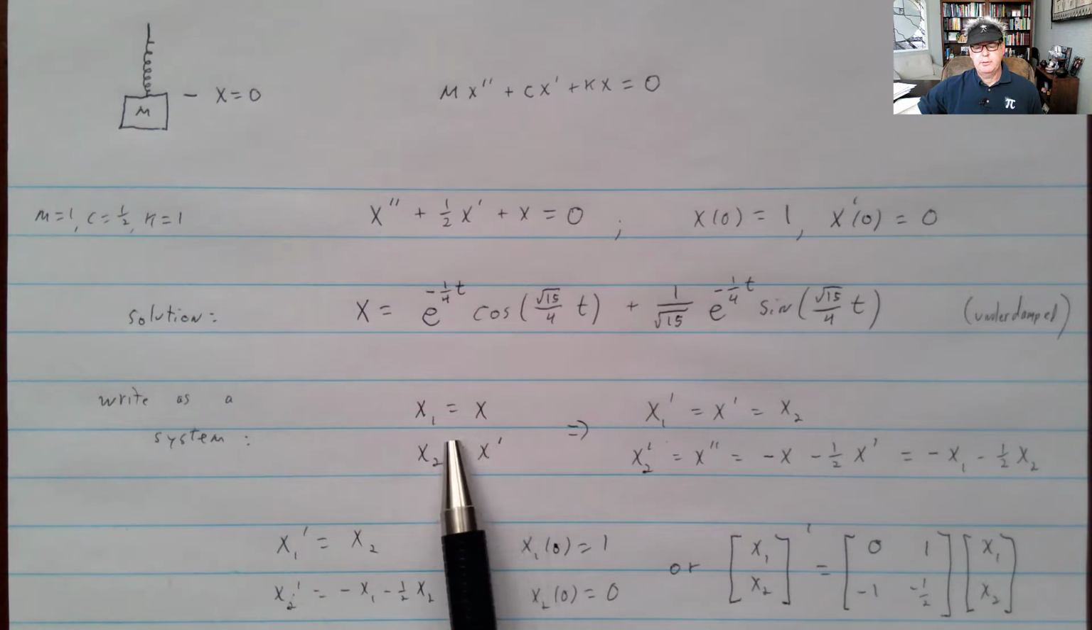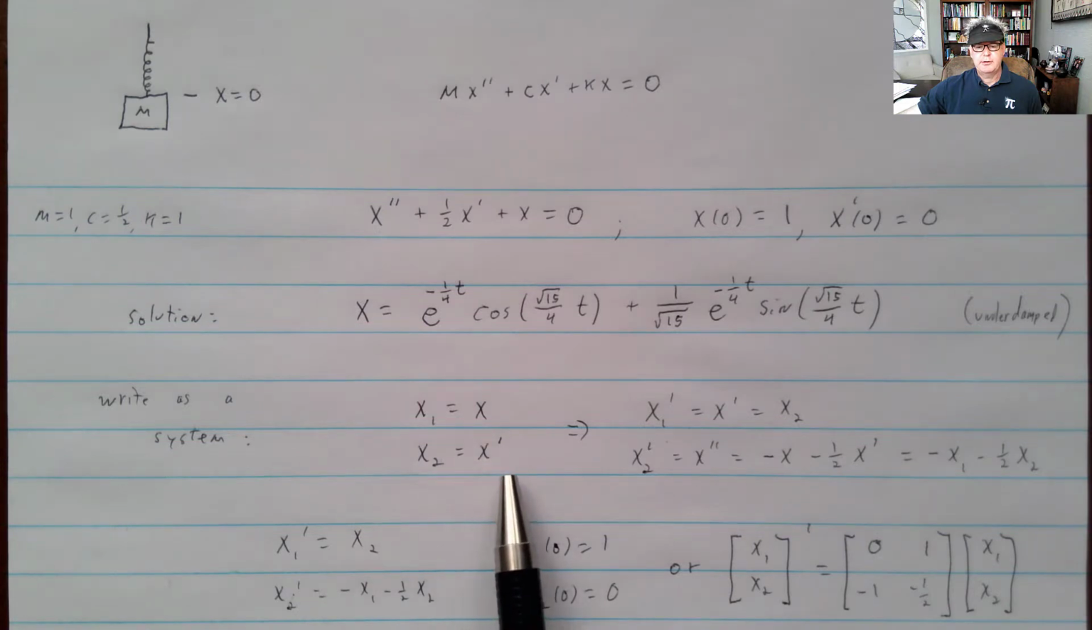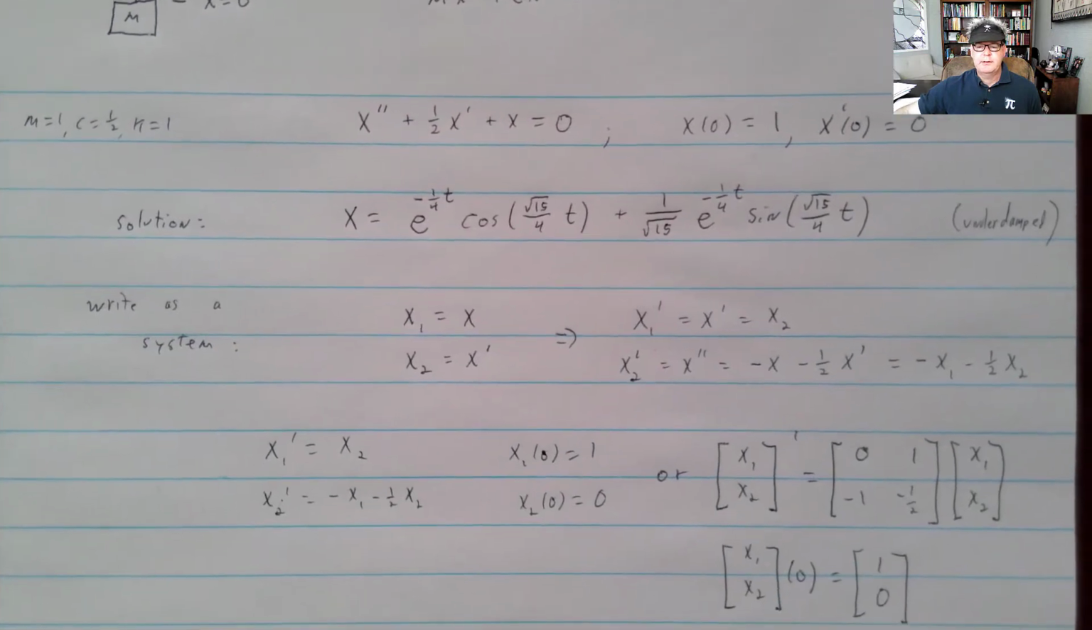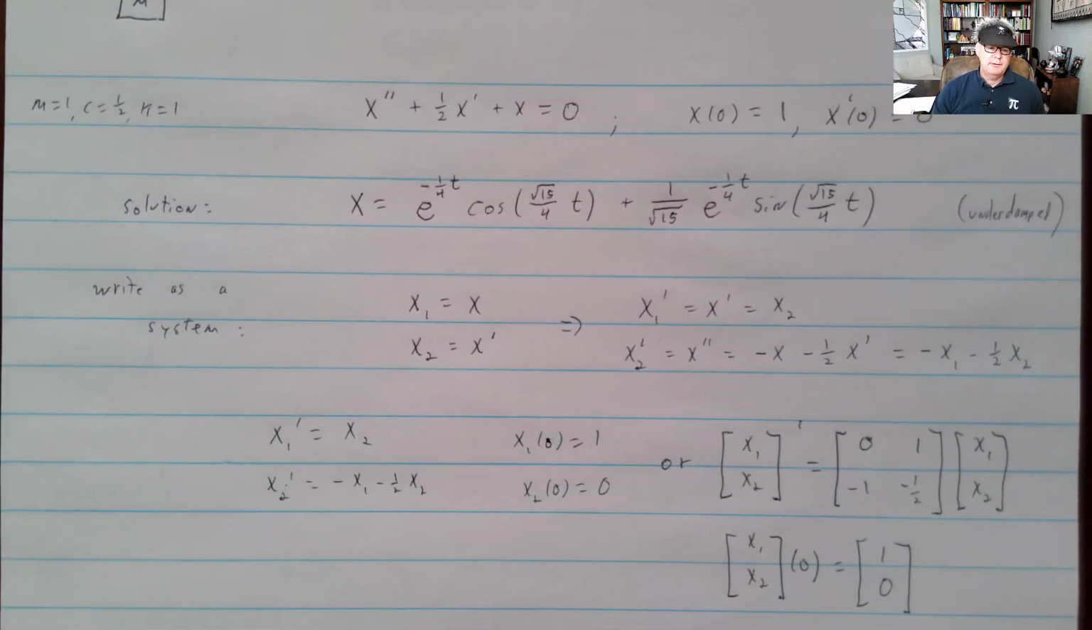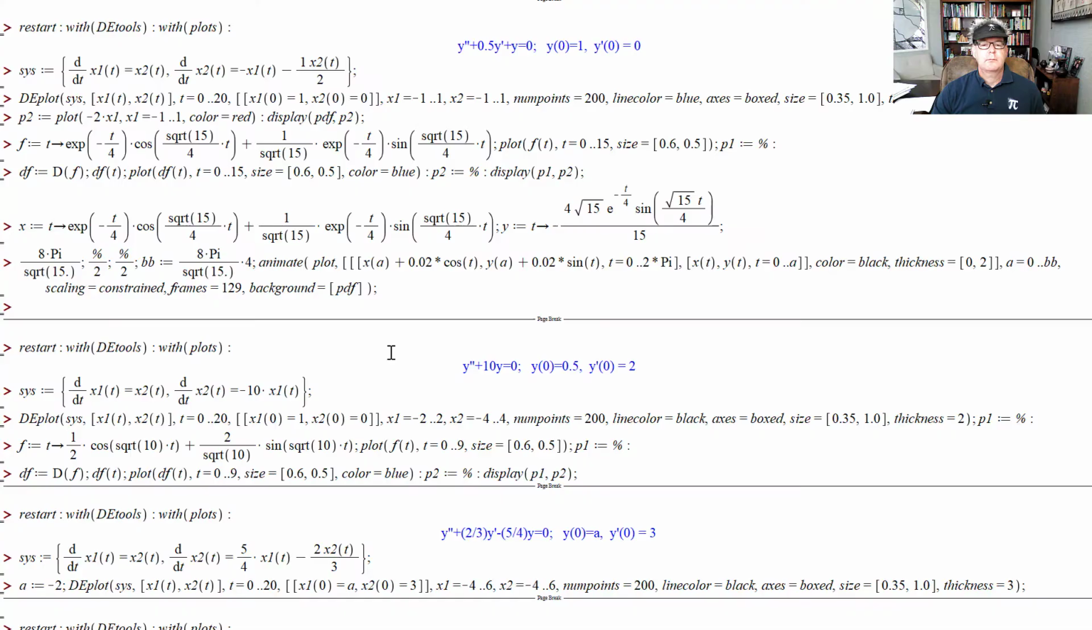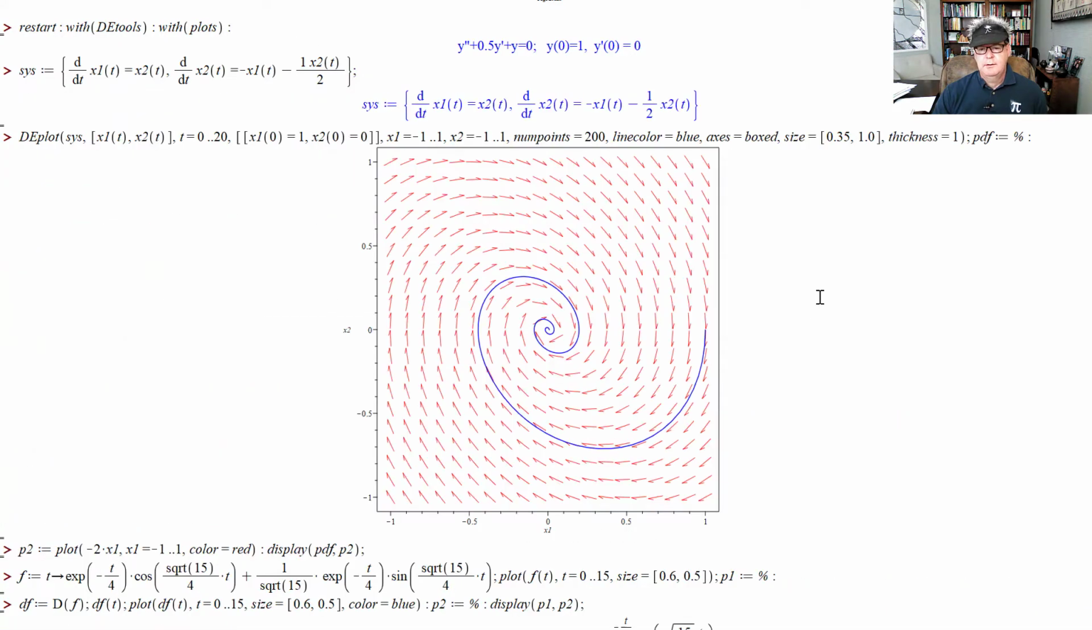I wanted to write it as a system. I like to use x1 as x and x2 as x prime, and if you solve, this would be the system. Here it is in matrix form. We do have an initial condition. So let's look at the plot. I have that one right here. This is a plot of the system.